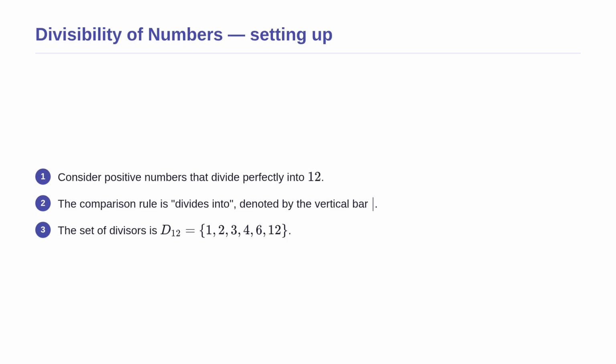Let us try a different kind of example, using numbers and division. Consider the set of all positive numbers that divide perfectly into the number 12 without leaving a remainder. Our comparison rule this time will be divides into. This means we consider a number to be less than or equal to another number only if it divides perfectly into it. We list out our collection of numbers, which are 1, 2, 3, 4, 6, and 12. We will use this list to find our absolute extremes.